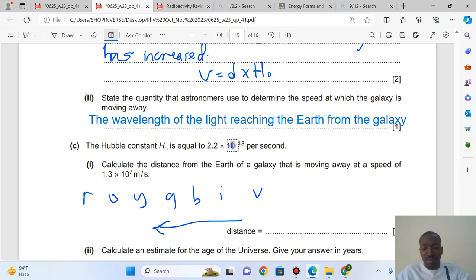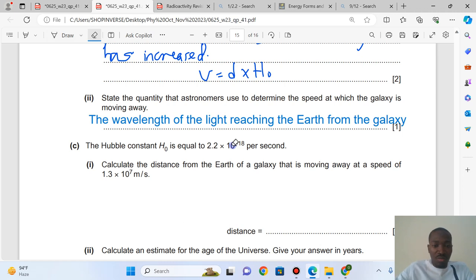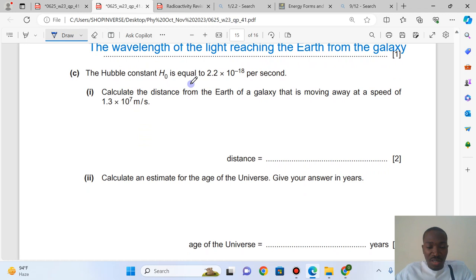The next question. Okay, let me check. I hope I'm still recording. The next question says, calculate the distance from the Earth of a galaxy that is moving away at a speed of 1.3 meters per second.